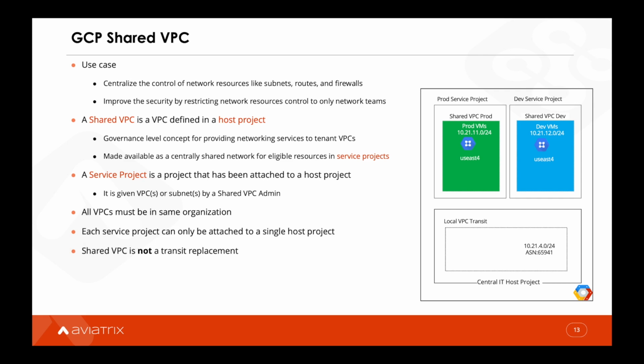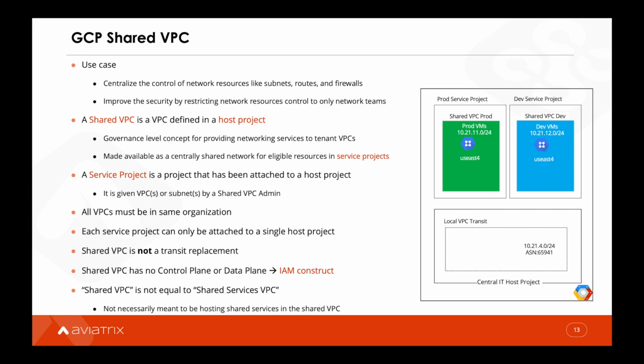Oftentimes, I have seen customers confused about the functionality or the option it provides. Sometimes they think that it is a replacement for the transit gateway or transit architecture, which is not true. The shared VPC has no control plane or data plane. It is basically an IAM construct. It's about central IT checking out resources to the service project. Also, you should not confuse this shared VPC with the shared services VPC, because oftentimes in AWS, for example, you create a VPC, you name it a shared services VPC, where you put your shared services like logging or management type services in there. That's not the case here.